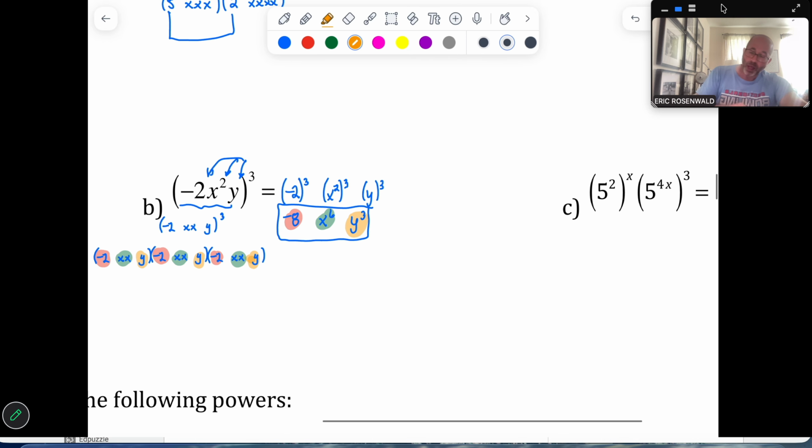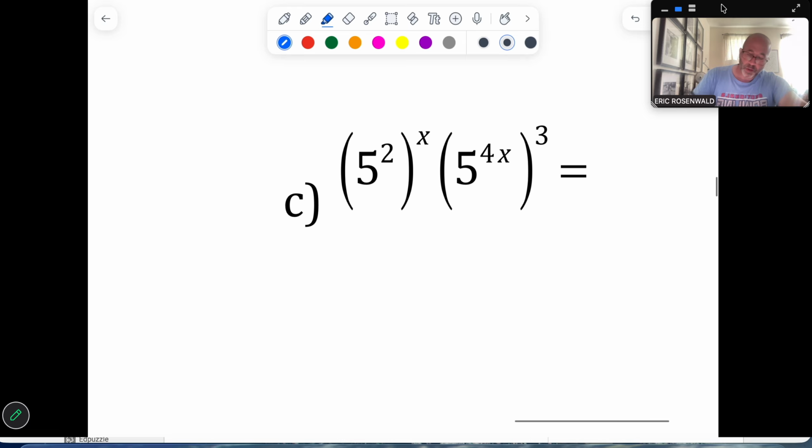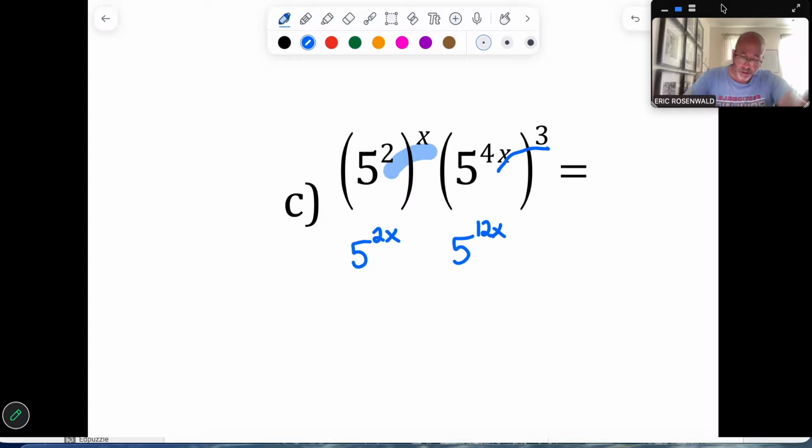Okay. For letter C, we're going to do the same thing here. So when we look at this, these are going to get put together. We're going to have 5 to the 2x. And then we're going to take these and put these together. This will be 5 raised to the 12x. Again, you're multiplying powers. But now let's go ahead and combine our rules. When we have a 5 to the 2x and 5 to the 12x, we're going to take these and add these together. And we end up with 5 to the 14x as our final answer.